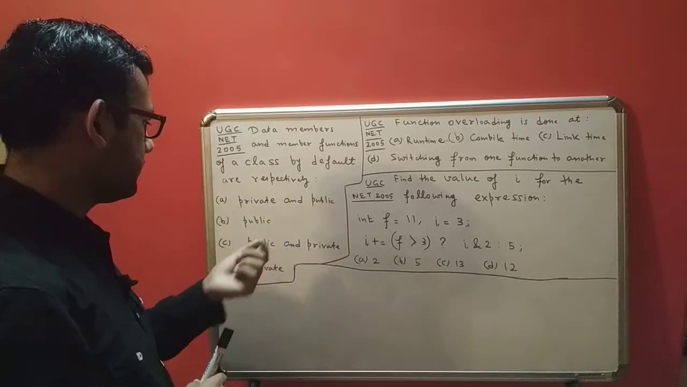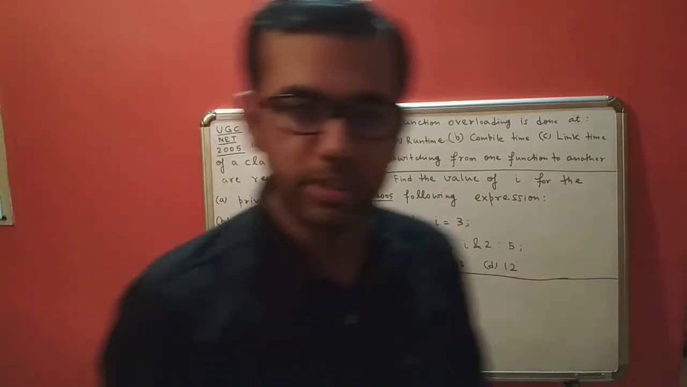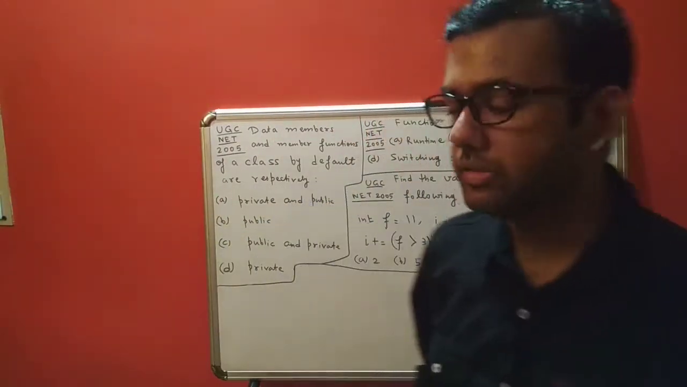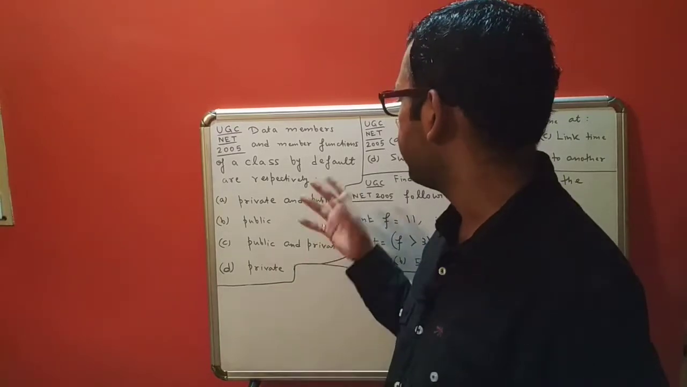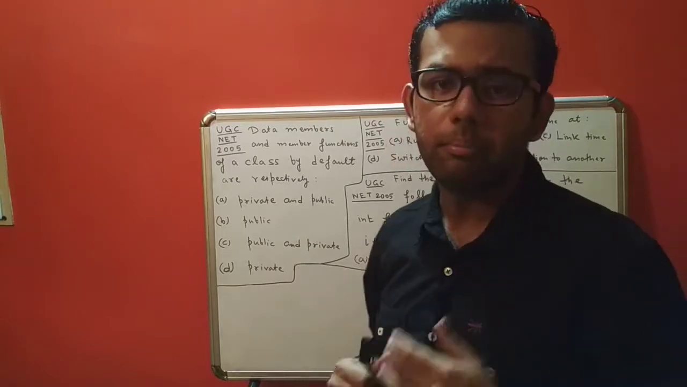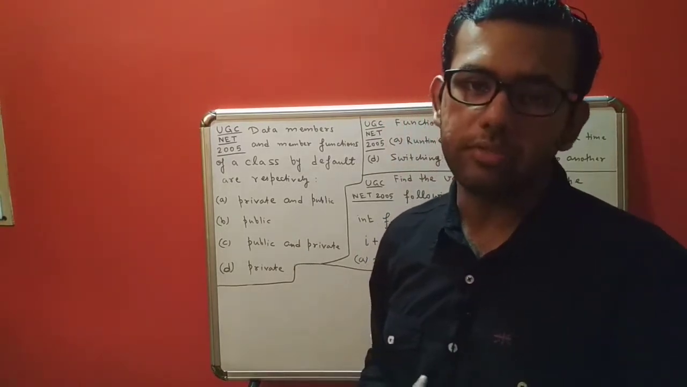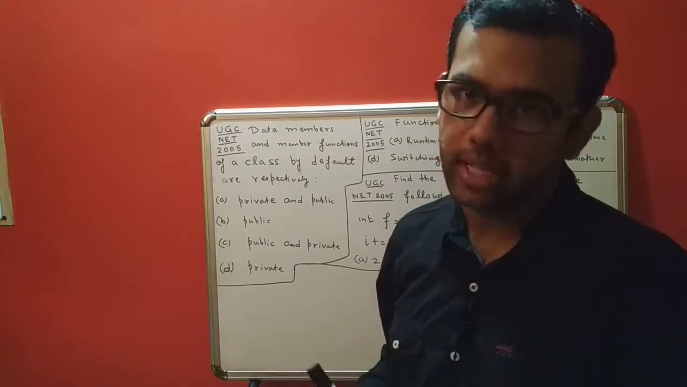One is private and the other is public. These 2 keywords are our access specifiers. An access specifier will control the visibility of data members and member functions of a class. Now, they've asked that if we do not mention the access specifier for a data member and a member function, what will be the default type?